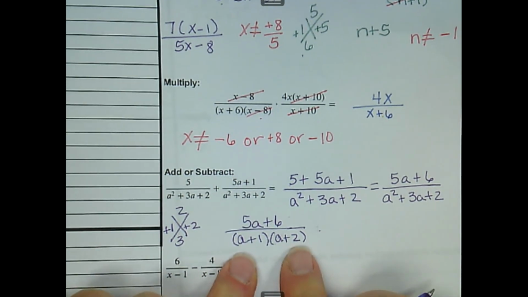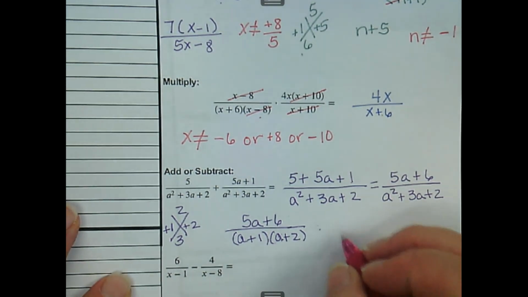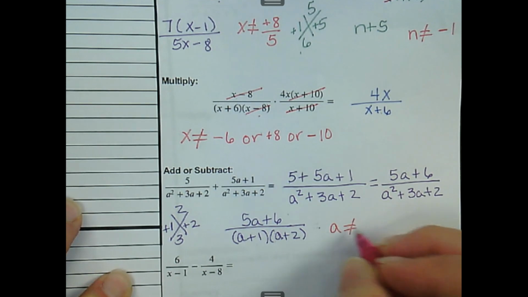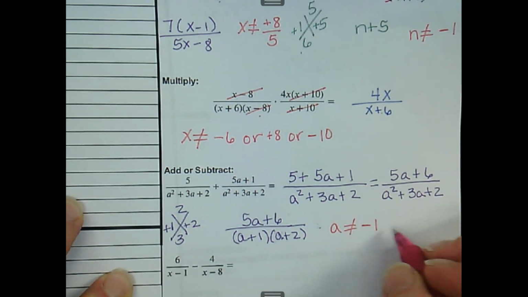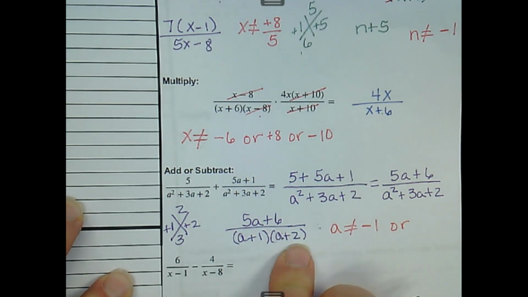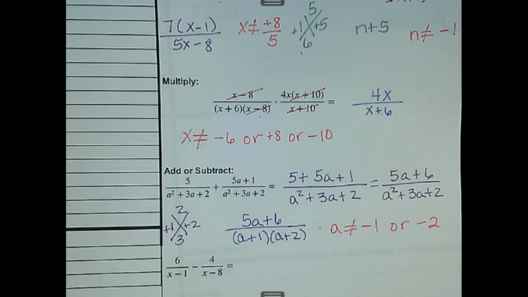Okay, I need this because I have to look at my constraints. What can a not be equal to? The opposite of positive 1 is negative 1. The opposite of positive 2 is negative 2. Those two numbers will not work because we cannot divide by 0.